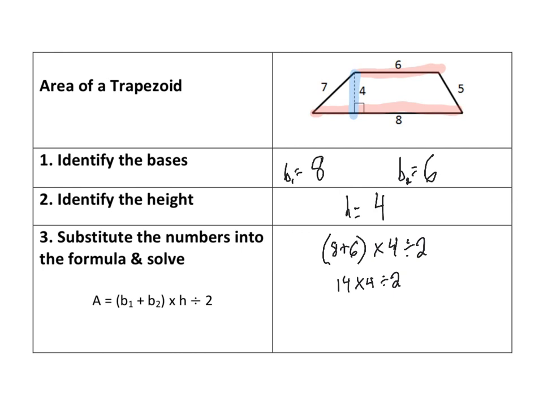Now we can do these in any order now that it's all multiplication or division. So I'm going to do 4 divided by 2 first to get 2. And then we still have to do 14 times 2, which would be 28. Now, since we don't know the unit of measure, we are just going to write units squared. Again, on area, you have to have units squared. So if it's not given, just write units squared.